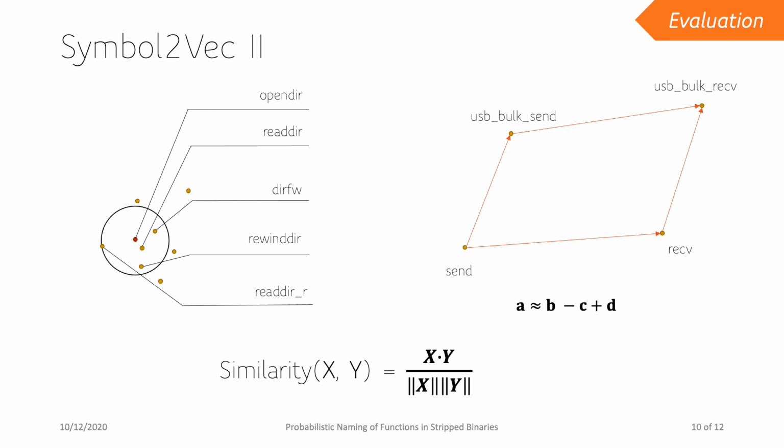Finally, we prove that our representation holds meaningful analogies between individual function names by comparing it to analogies made by a human analyst. In doing so, we prove that the similarity between function names in this vector space are consistent and relevant as an evaluation metric, where other lexical-based approaches may fail. For example, if we take the vector representation of USB bulk send, subtract the vector representation for send, and add the vector representation for receive, the closest resultant vector in symbol2vec is USB bulk receive.